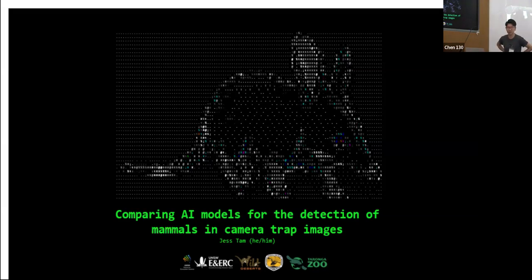Good morning, everyone. I'm Jess. I'm from the University of New South Wales in Australia, and I'm in the second year of my PhD. So I'm working on comparing different object detection models to detect mammals in camera trap images.